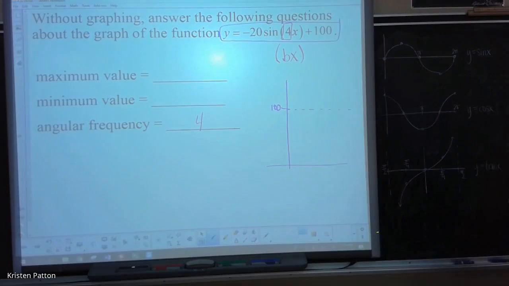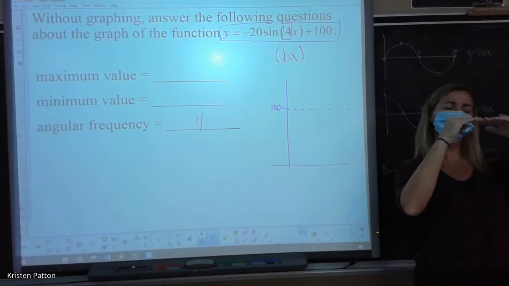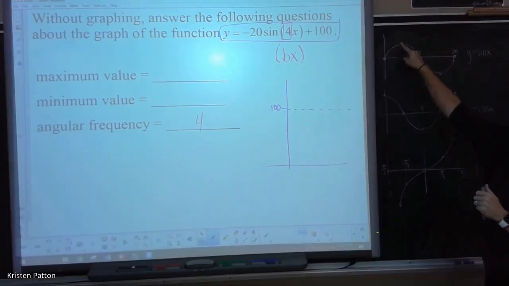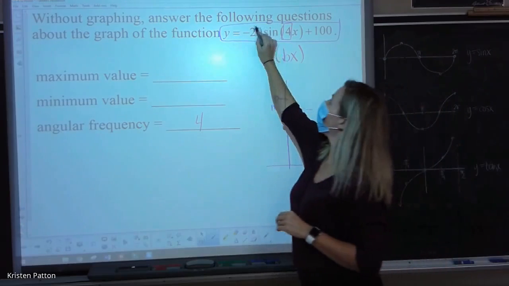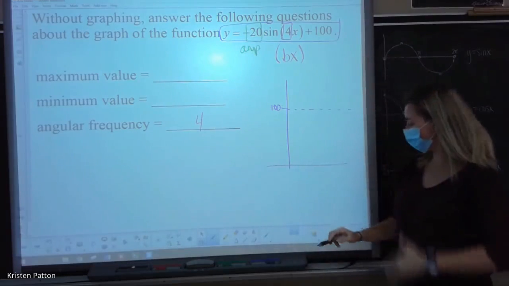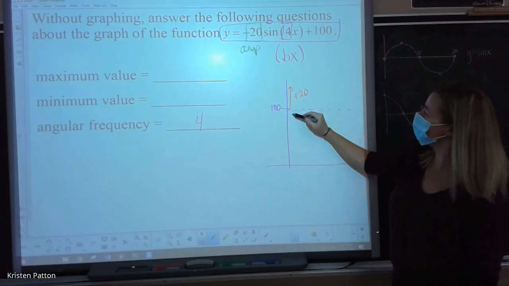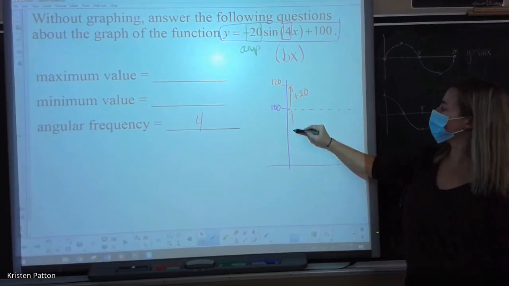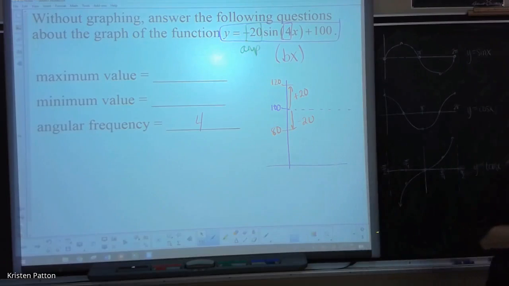From the midline, Andrew, how high am I going to go? Or how am I going to tell? Remember we said from the midline we're going to go up 1 or we're going to go down 1? 20. Our amplitude tells us how far up to go and how far down to go. So from the midline, I'm going to go up 20 to get to 120. Or from the midline, I'm going to go down 20, which would be 80.